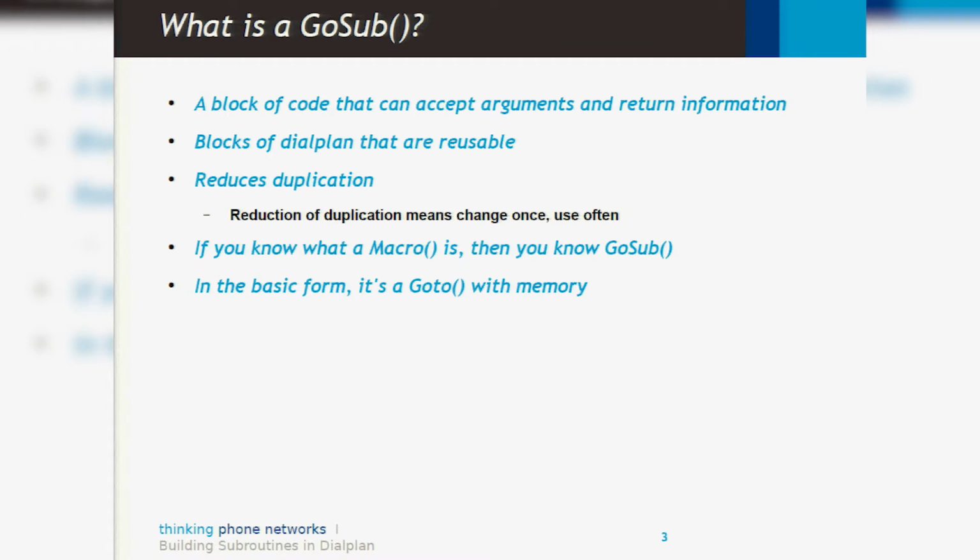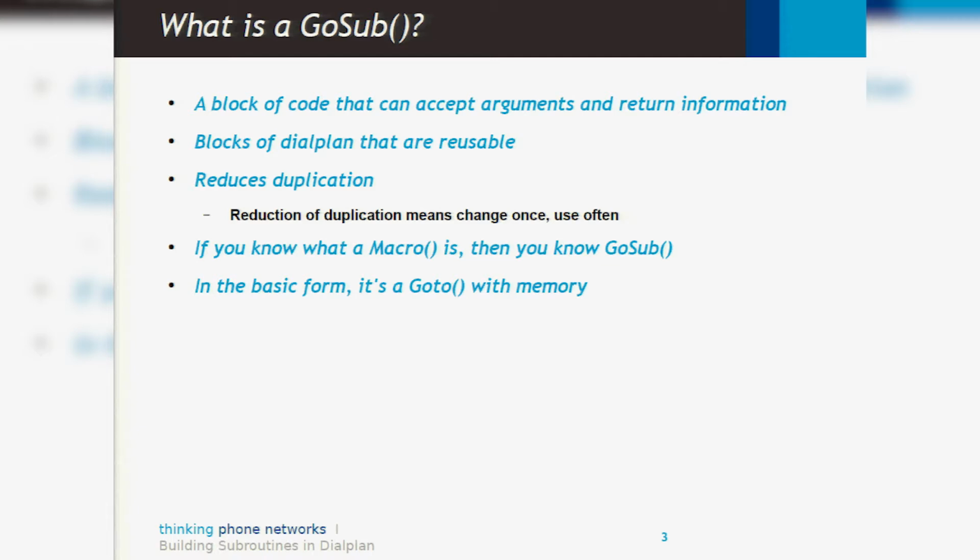So what is a Gosub? It is a block of code that can accept arguments and return information. It basically allows you to take Dialplan snippets and make them reusable. If you start building things correctly, then you can utilize those things across your Dialplan, which will make things much easier. It makes the Dialplan easier to read, and the main thing is reduction of duplication across your system. If you're not familiar with Gosub, but you've been using Dialplan and you're familiar with what a macro is, you'll be pretty much caught up here in a second.